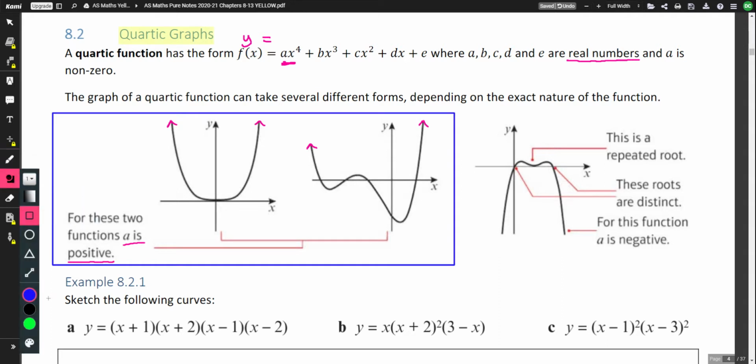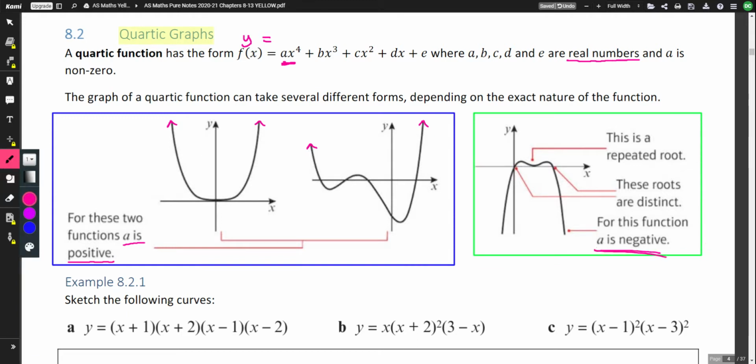Let's contrast that with when A is negative. So here, this is an example when A is negative. When A is negative, the two ends of the graph head down to negative infinity.